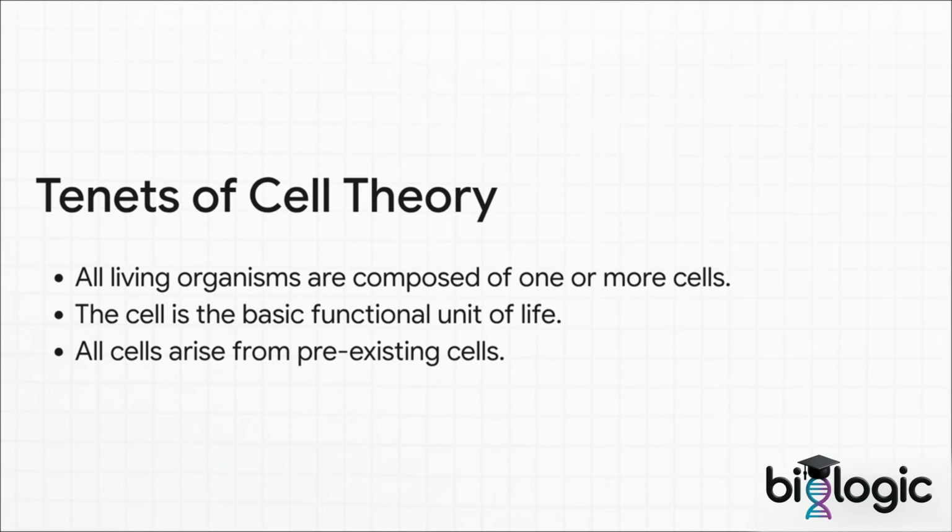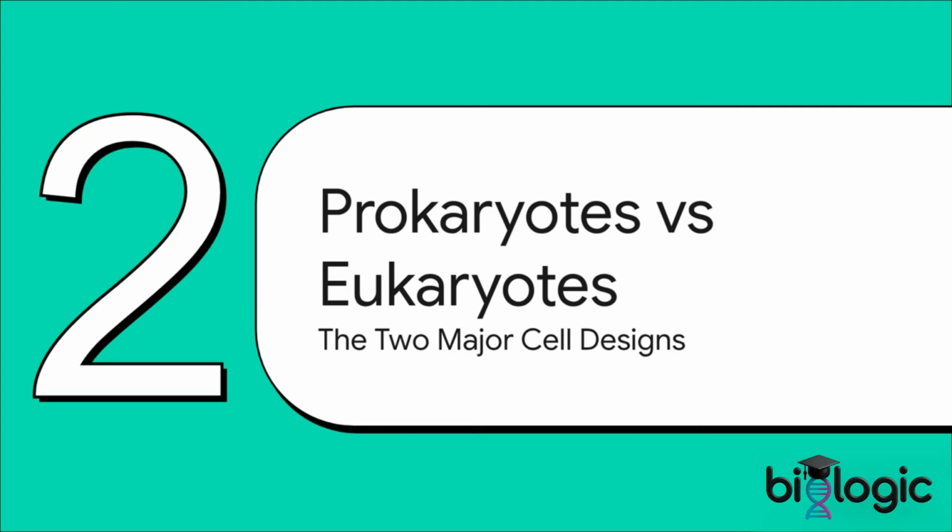So, these 3 points are the absolute core of cell theory. You need to burn these into your memory. 1. All life is made of cells. 2. The cell is the most basic unit of that life. And 3. Cells only come from other cells. It's simple, it's powerful, and I can almost guarantee you'll see it on your exam. All right, let's move on.